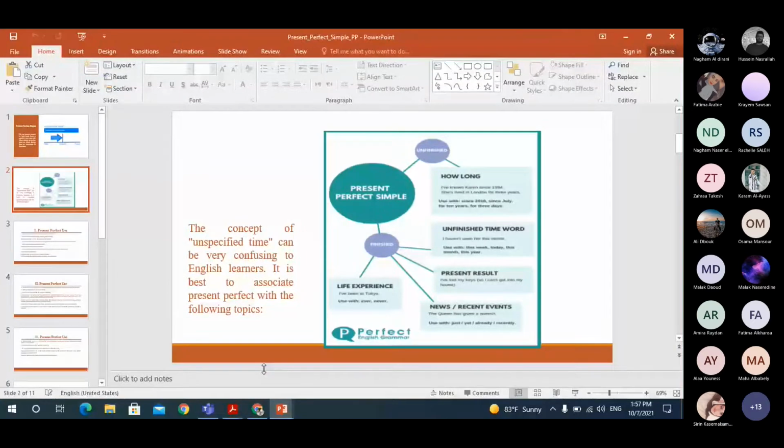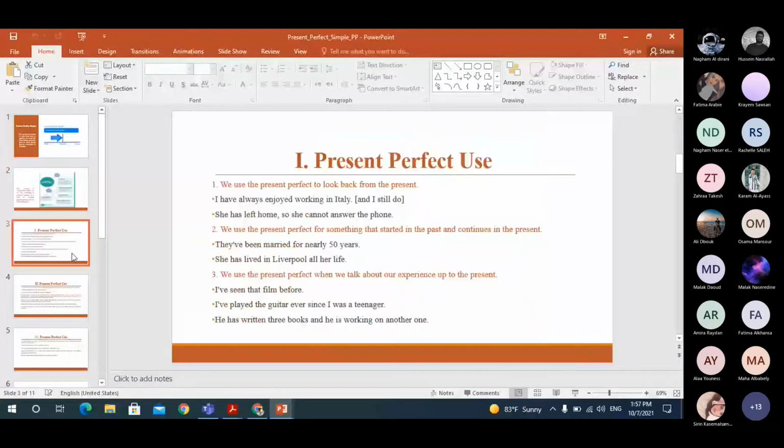Most of the time we have unspecified time. It is best to associate the present perfect with the following topics, because tenses are taken into consideration as meanings. We use the present perfect to look back from the present. I have always enjoyed working in Italy, and I still do, as you said. You mentioned this use. She has left home, so she cannot answer the phone. If I want to summarize it, the present perfect makes a connection between the past and the present. Some actions finished, but they have their effect in the present time. And I can say that I have just talked to some of you.